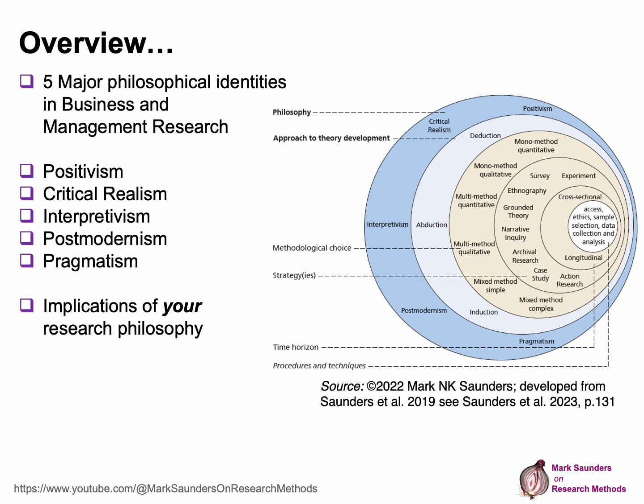In this video presentation, we consider 5 major philosophical identities in business and management research. In effect, we're looking at the outer layer of the research onion. We're looking at positivism, critical realism, interpretivism, post-modernism and pragmatism, and we'll be looking at the epistemology, the ontology and the axiology of each of these, in effect the philosophical beliefs and assumptions behind them, the subject of another YouTube video presentation. And crucially, we'll be looking at the implications of these for your research philosophy for your own research.